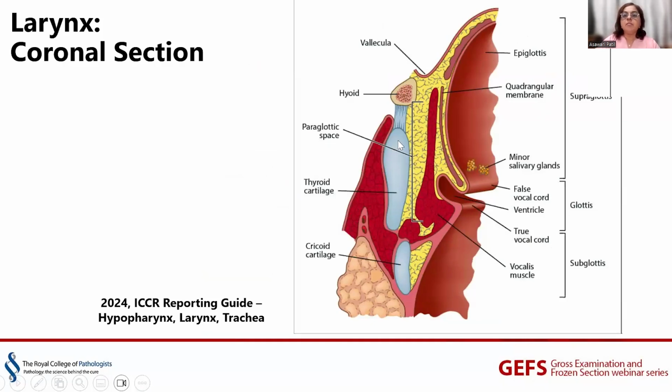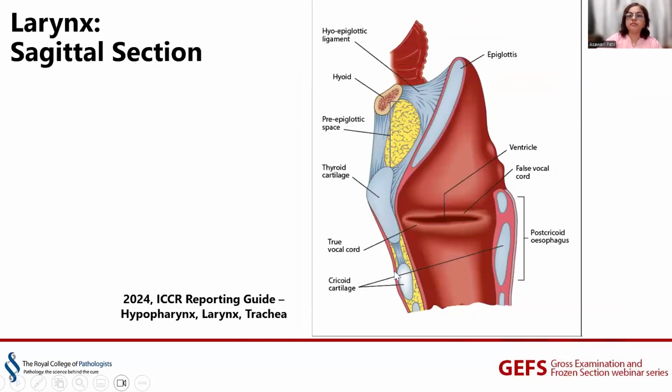Then we have the paraglottic space. You can see the yellow space just beneath the false cord and true cord. This yellow tissue, which is usually loose fatty tissue, is the paraglottic space. Then we have the thyroid cartilage, which is blue in color. There is this hyoid bone, and below is the cricoid cartilage.